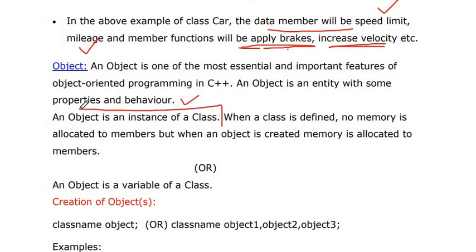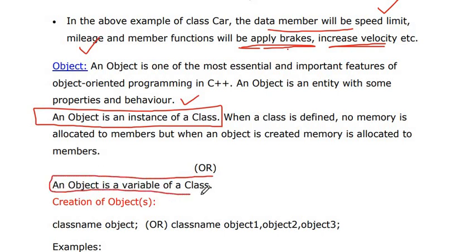What is an object? An object is an instance of the class, meaning an instance of the class is called an object. Right. Now let us see another definition. An object is a variable of the class, meaning a variable of a class is called an object.